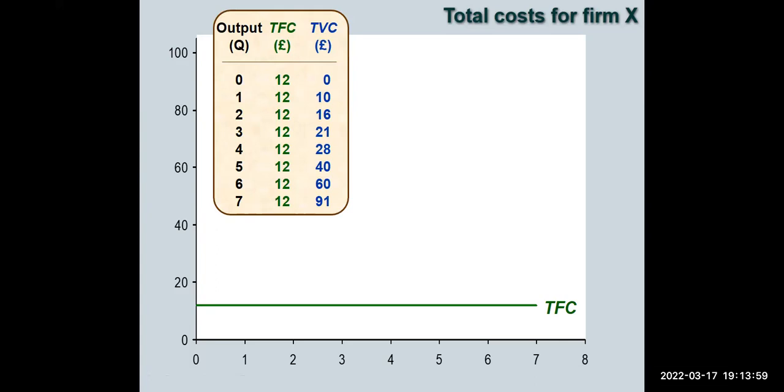From 3 to 4, again, it is 7 pounds. And from 4 to 5, it is 12 pounds. And from 5 to 6, it is 10 pounds. And then it is like 31 pounds. So you can imagine how the total variable cost changes. Initially, your total variable cost increases with decreasing rate, but after some time it increases with increasing rate.